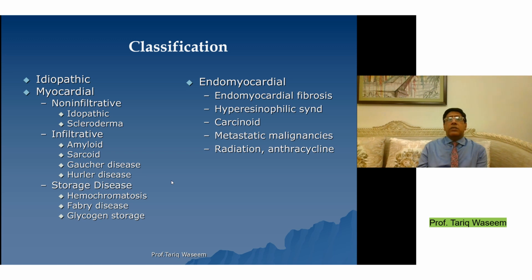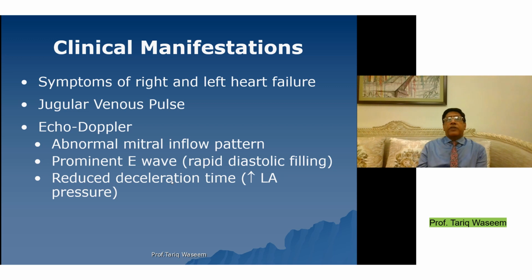Endomyocardial fibrosis, hypereosinophilic syndrome, carcinoid, malignancies, radiation, anthracycline, they all lead to endomyocardial fibrosis, and this can present as restrictive cardiomyopathy. The clinical manifestations are usually of right and left heart failure. In fact, the pump is not failing; it is the atria which have the main burden. So left atrial enlargement would be responsible for congestion in the lungs, and right atrial enlargement will be the reason for congestion in the liver and massive ascites and edema.